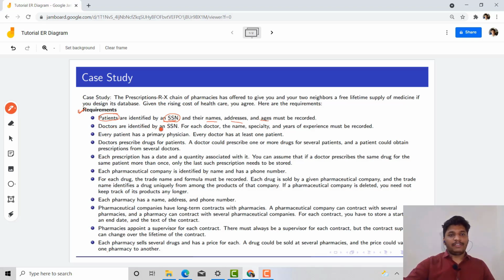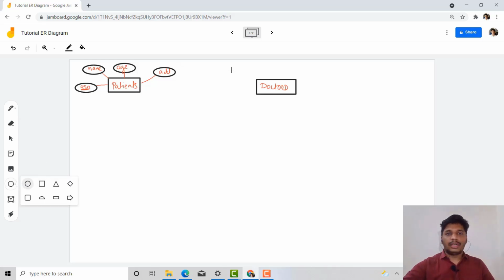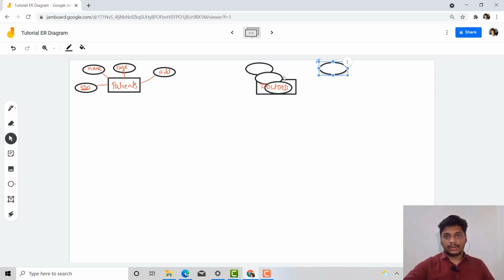Now, doctors are identified by an SSN. For each doctor, the name, specialty and years of experience must be recorded. So our entity is doctors and attributes are SSN, name, specialty and years of experience. We have to draw one more rectangle here, which represents doctors, and it has four attributes. So we have to draw four ellipses here. So 1, 2, 3 and 4.